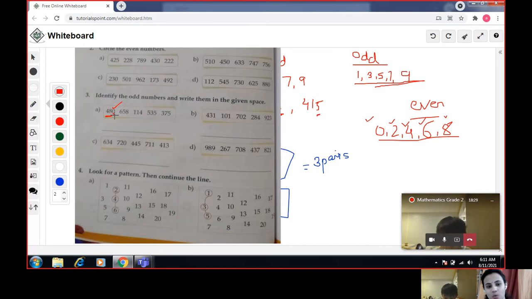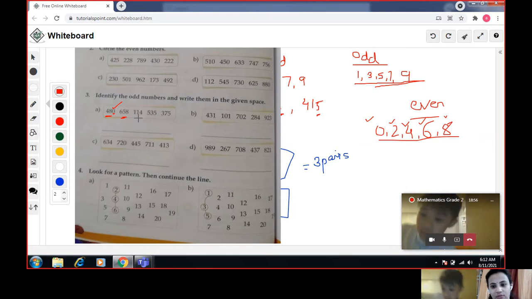Can you see in the first number? In the first number, the ones place is 0. Ones place is 0. It means this is an even number. Now see the next one. In the next number, can you see the ones place? This is 8. In the ones place, there is 8. So this is again an even number.